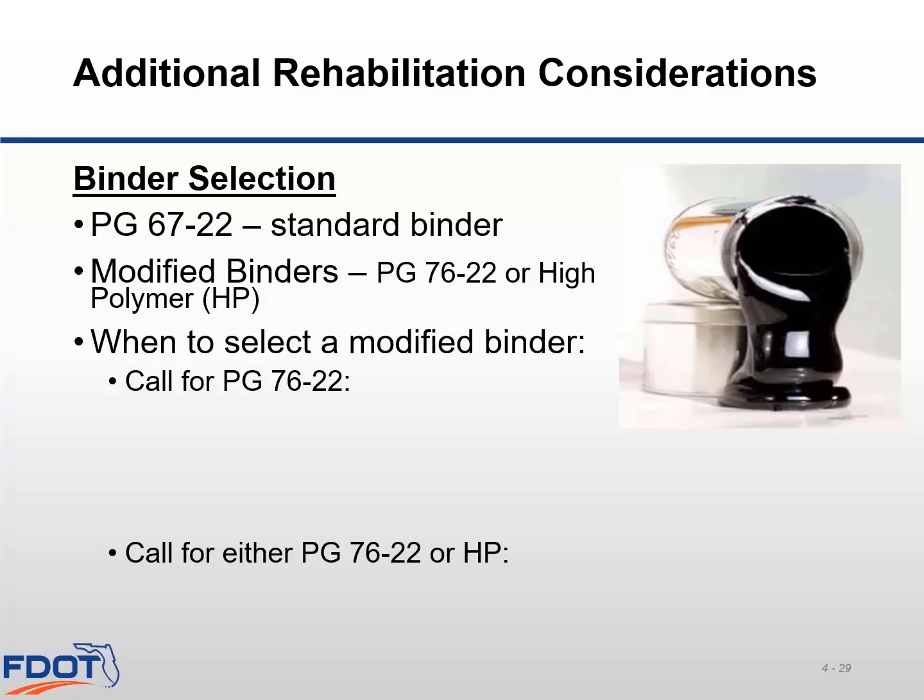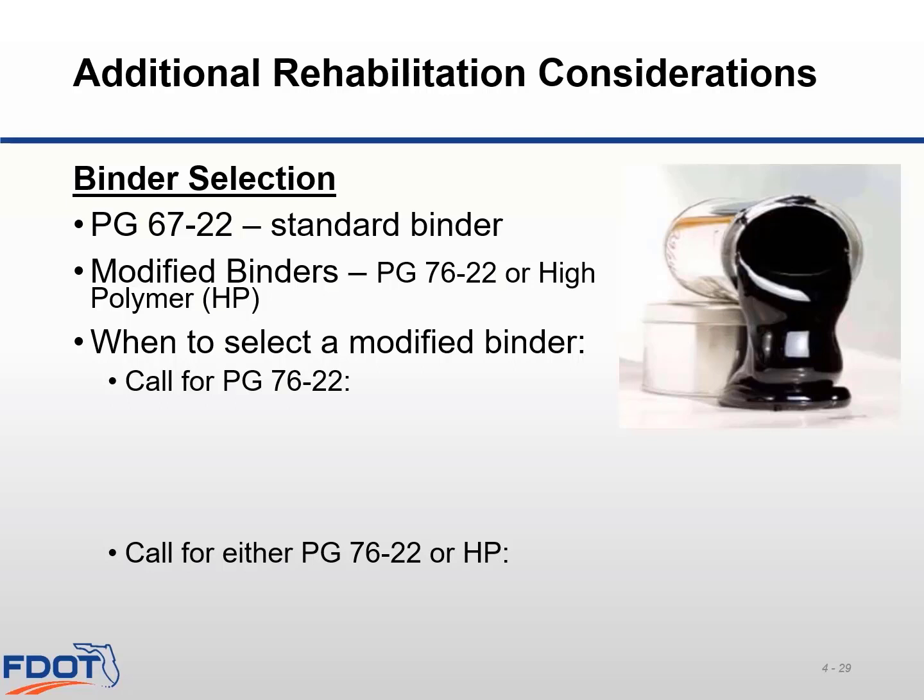Another consideration is binder selection. The department's standard binder grade is PG 67-22, which means the binder should be rut resistant up to temperatures of 67 degrees Celsius and crack resistant down to temperatures of -22 degrees Celsius. There are times when a modified binder should be used, and these are discussed in section 5.4 of the Flexible Manual. As a reminder from Module 1, a modified binder is either PG 76-22 or high polymer binder.